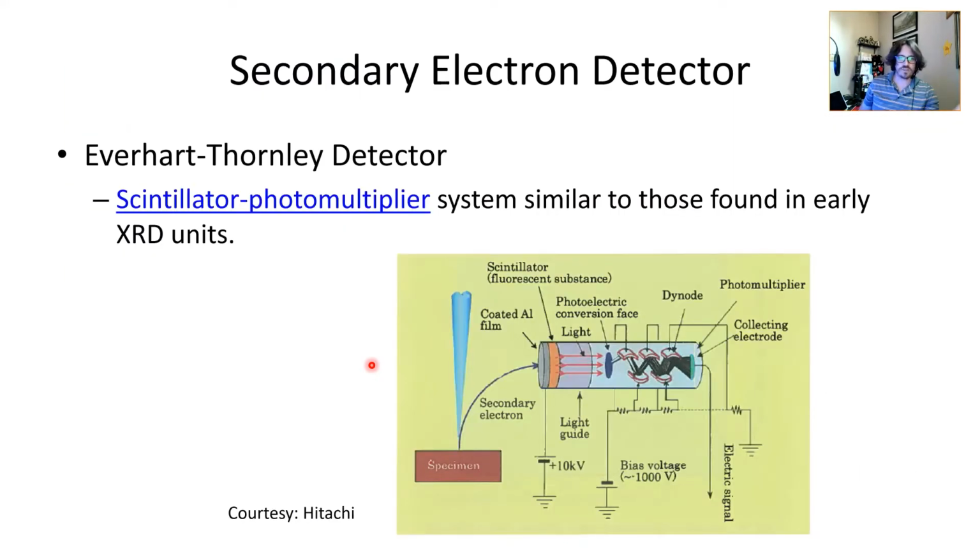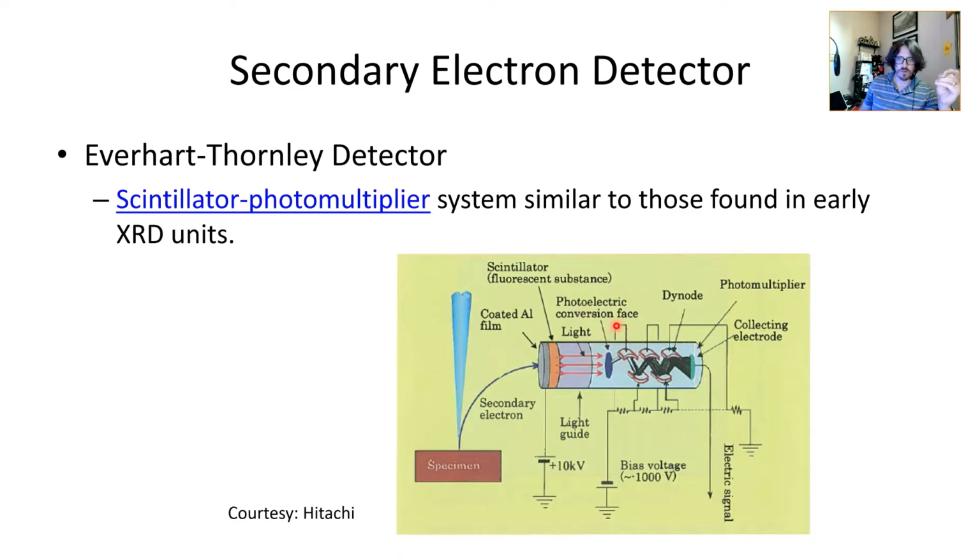For the secondary electron detector, I promised you I'd show you a schematic of the Everhart Thornley detector. This is courtesy of Hitachi, from the little instructional book they give you when you buy a microscope. So your secondary electron comes in on this kind of weird vector, if you will. You have a scintillator, and a scintillator converts an electron signal to a photonic signal.